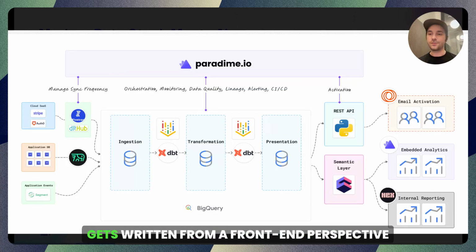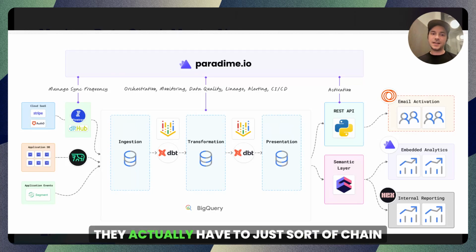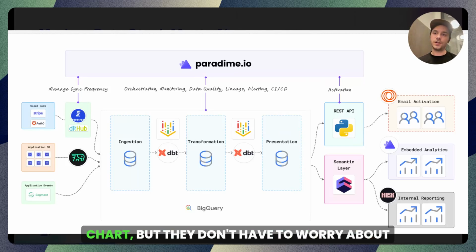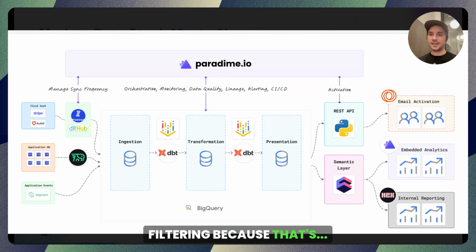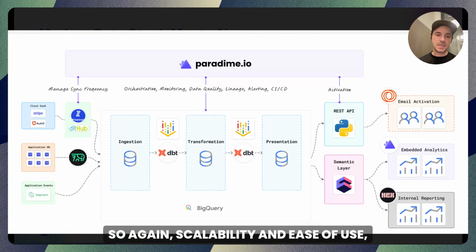The actual query gets written from the perspective of our front-end developer. They just have to chain the queries and feed those into the right chart, but they don't have to worry about filtering, because that's happening at the lowest level possible, right? So again, scalability and ease of use.